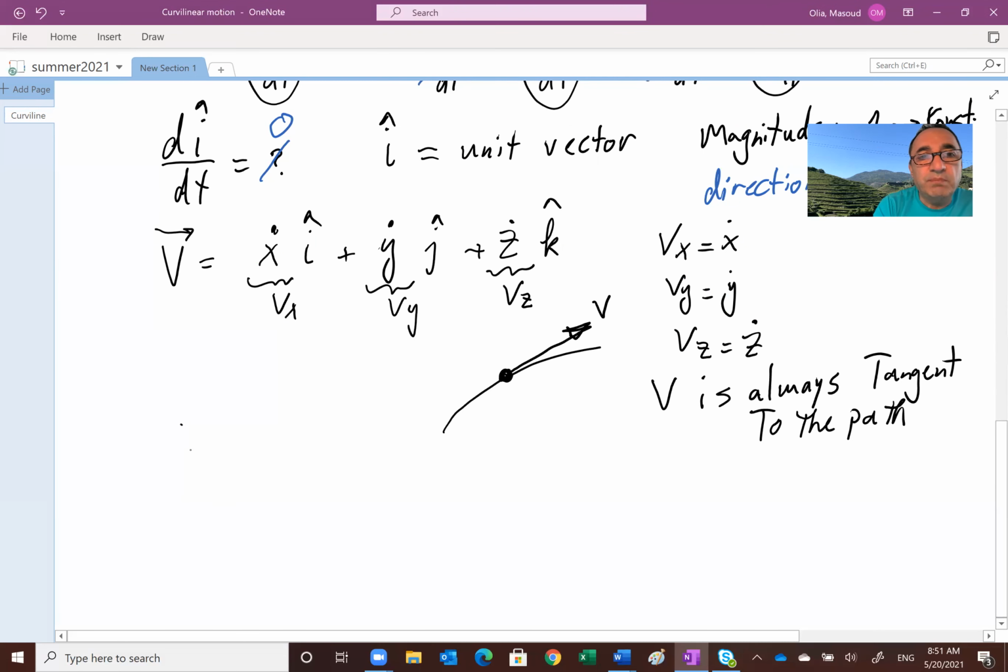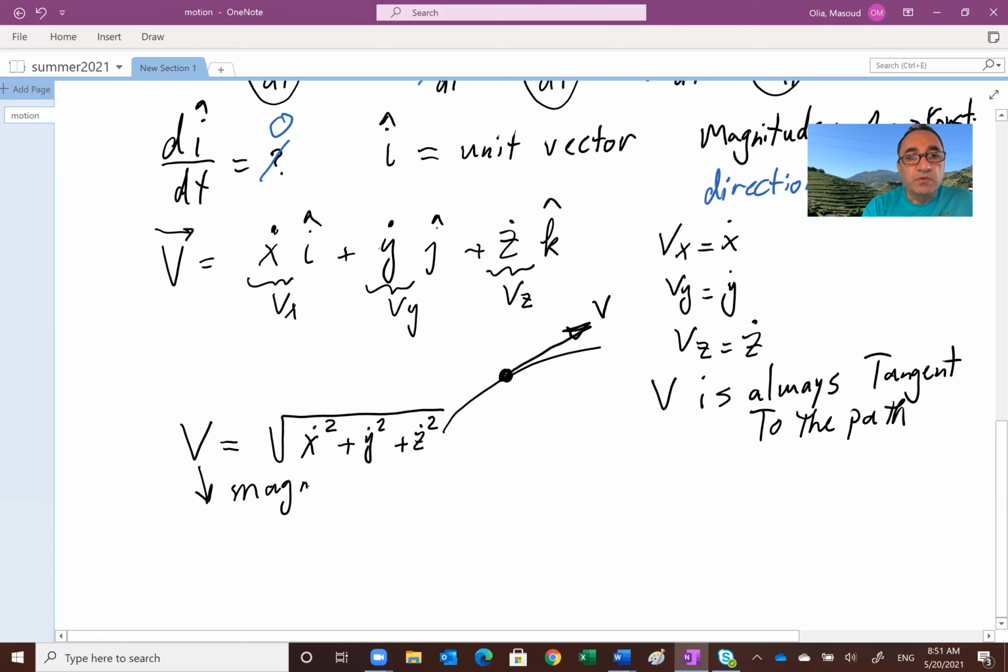And if you want to find the magnitude of velocity, then obviously you can take the x component squared, y component squared, and z component squared, right? Like any vector, you can find the magnitude. So this is the magnitude of velocity. We'll look at an example. Actually, I want to show you 3 examples today before we are done with this video.